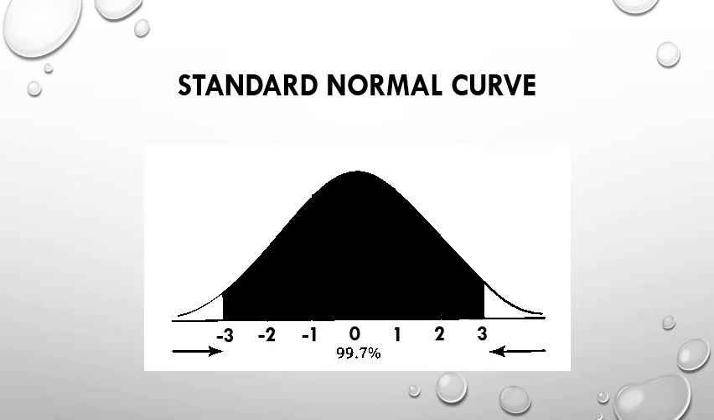Then 3 SD from the mean to the right and 3 SD from the mean to the left. So from negative 3 to 3, the entire area is equal to 99.7% of the whole area of the normal curve. It is not yet 100%. So notice that the tails never touch the axis, so it does not comprise a full 100%. Clear?